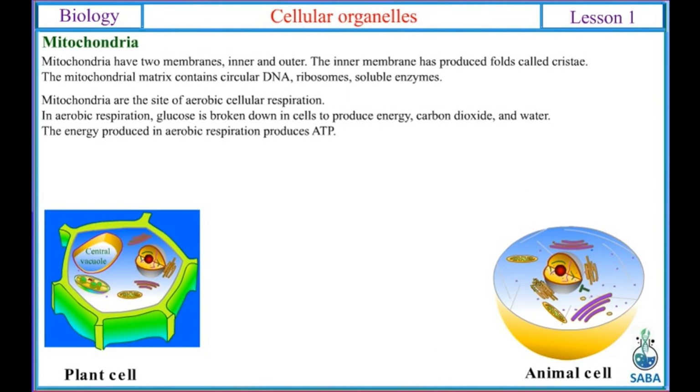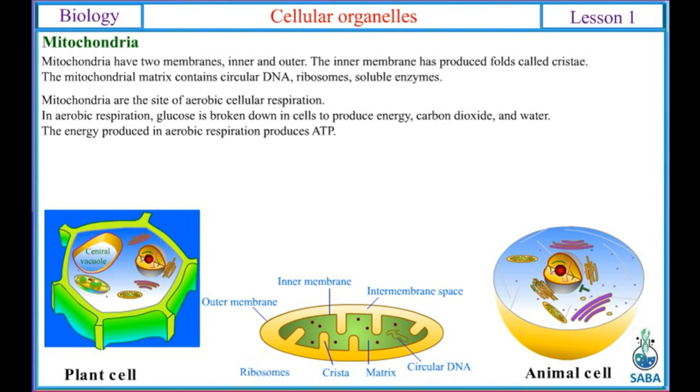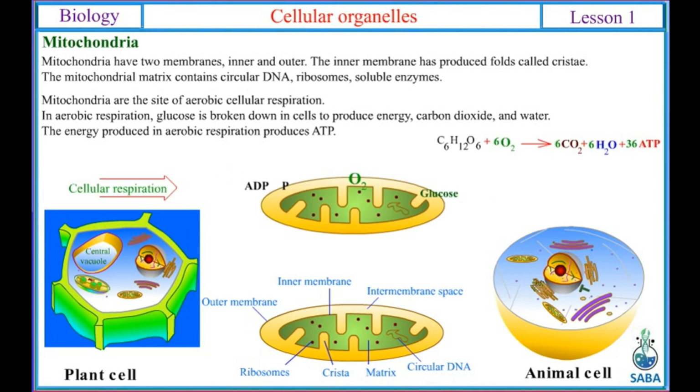Mitochondria. Mitochondria have two membranes, inner and outer. The inner membrane has produced folds called cristae. The mitochondrial matrix contains circular DNA, ribosomes, and soluble enzymes. Mitochondria are the site of aerobic cellular respiration. In aerobic respiration, glucose is broken down in cells to produce energy, carbon dioxide, and water. The energy produced in aerobic respiration produces ATP.